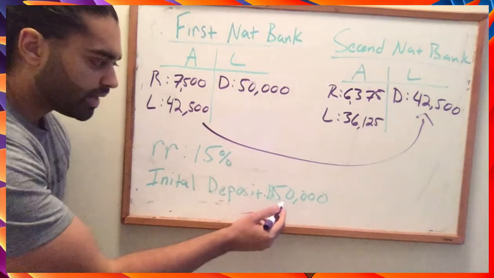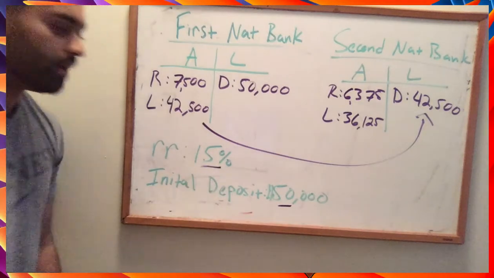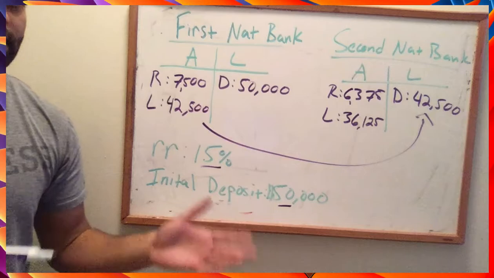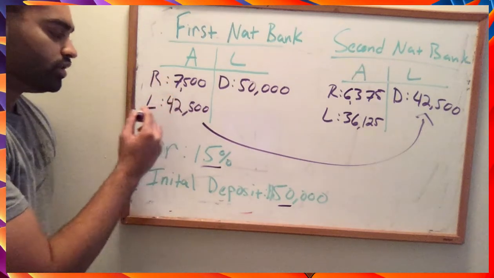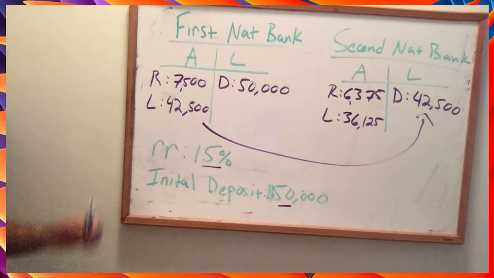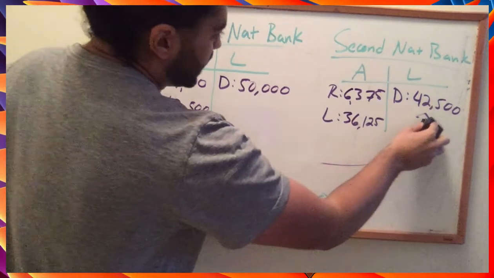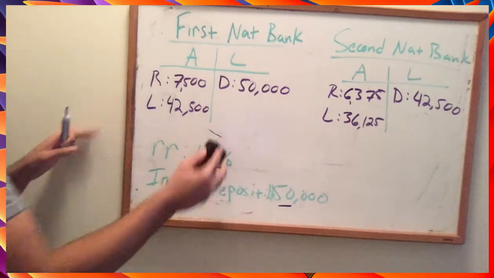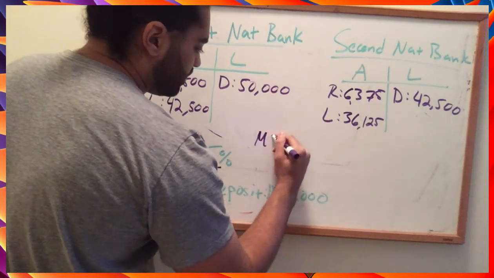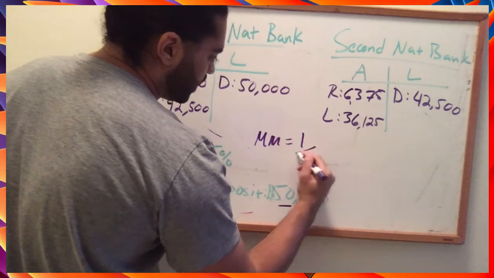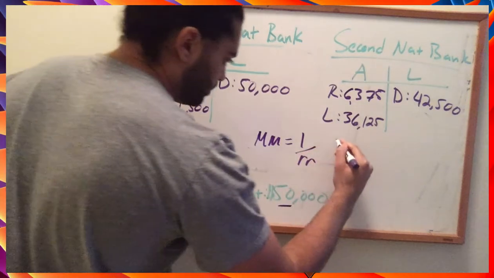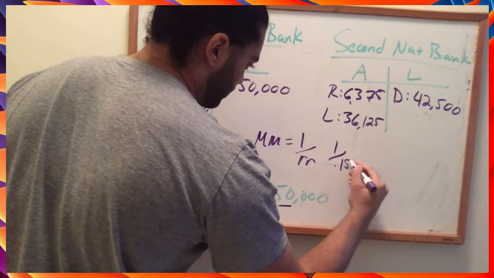So you get your initial deposit, you multiply that by your reserve requirement, that's how much the bank has to keep. Each bank has to keep 15% of whatever is deposited into their bank. Then you're going to loan out the rest, and then we'll calculate our money supply. So now I want to know how much money has been created from our initial deposit. For that, we need our money multiplier. So MM is money multiplier. The formula is 1 divided by our reserve ratio. So in this case, it's 1 divided by 0.15.